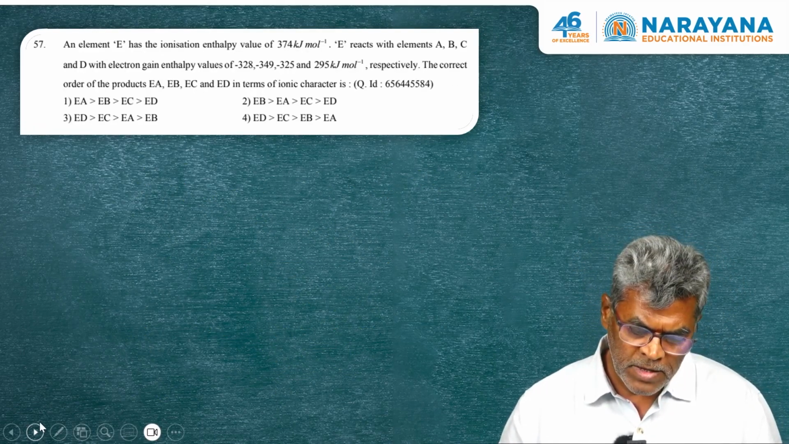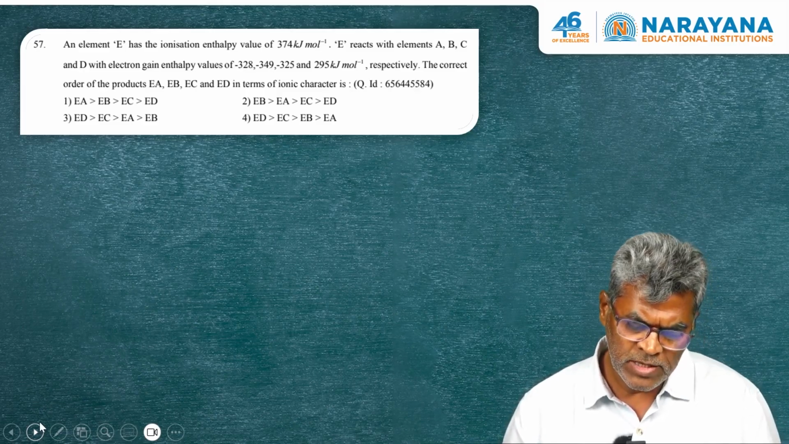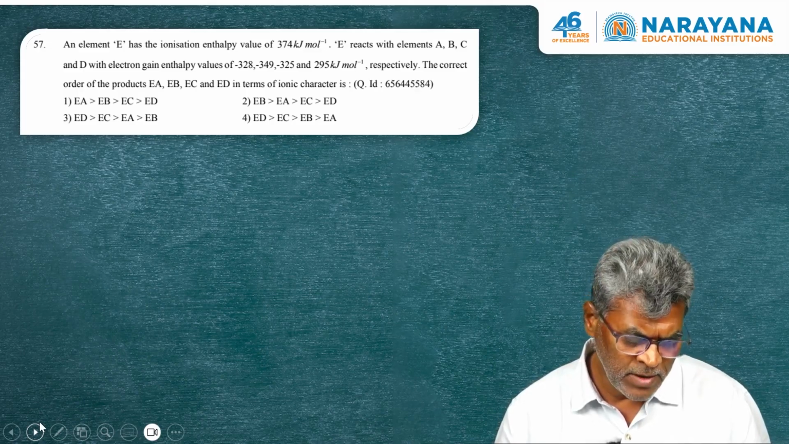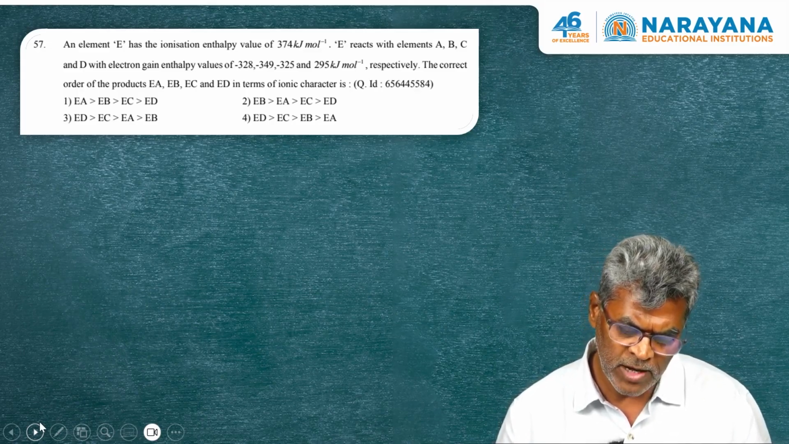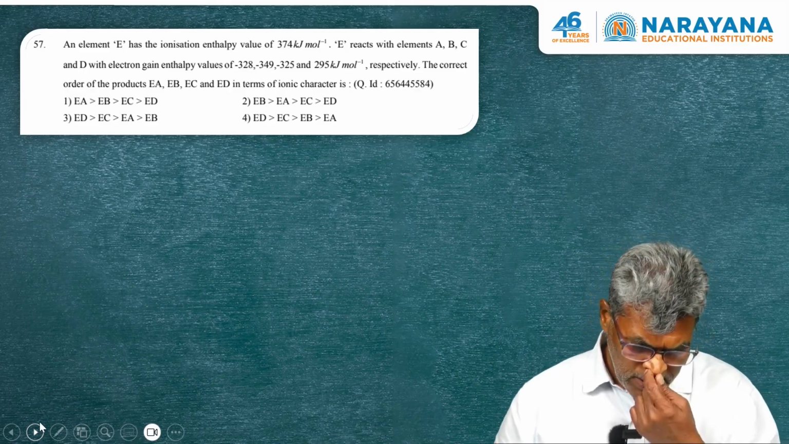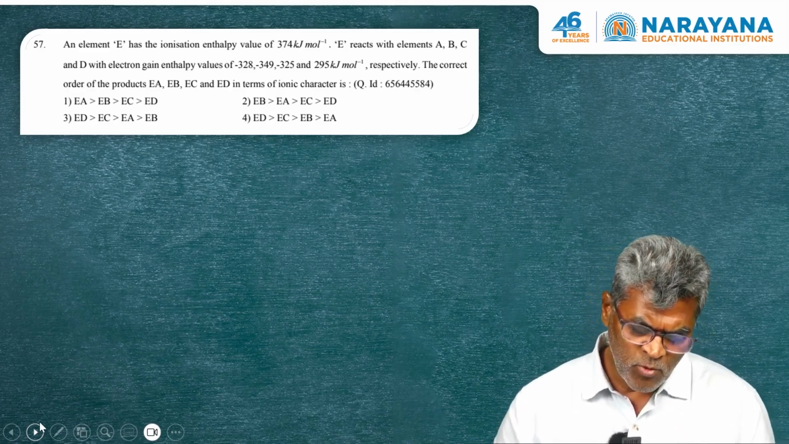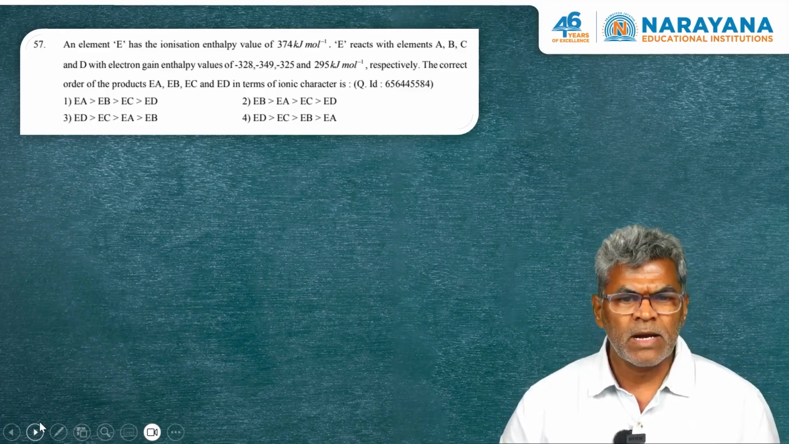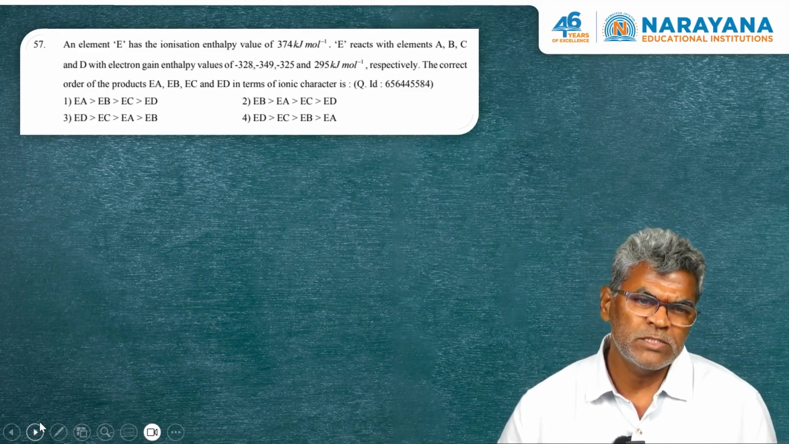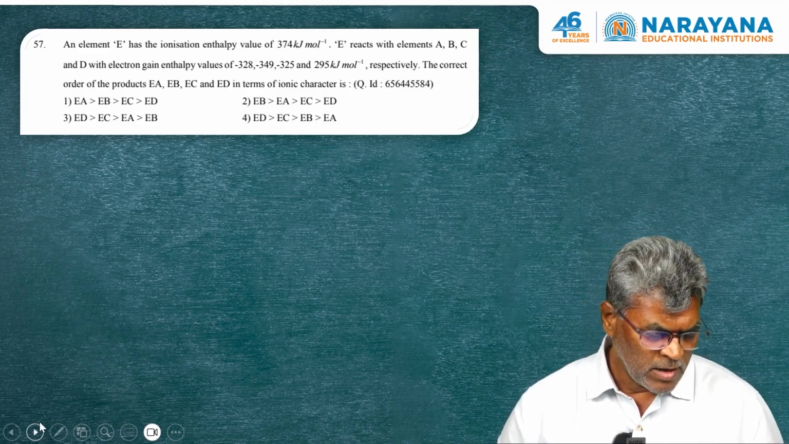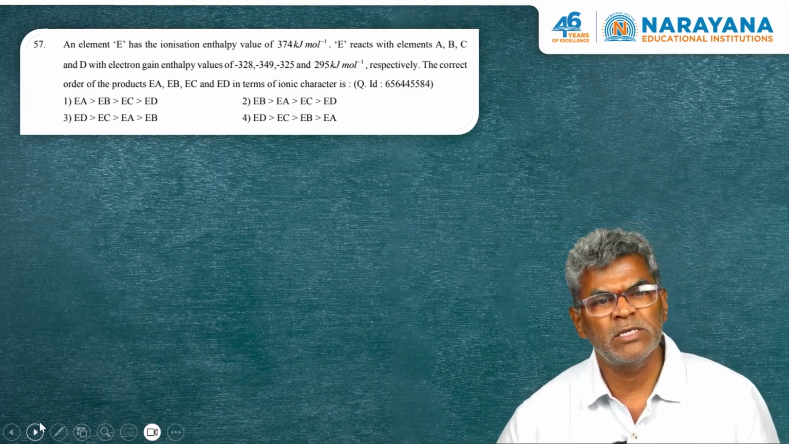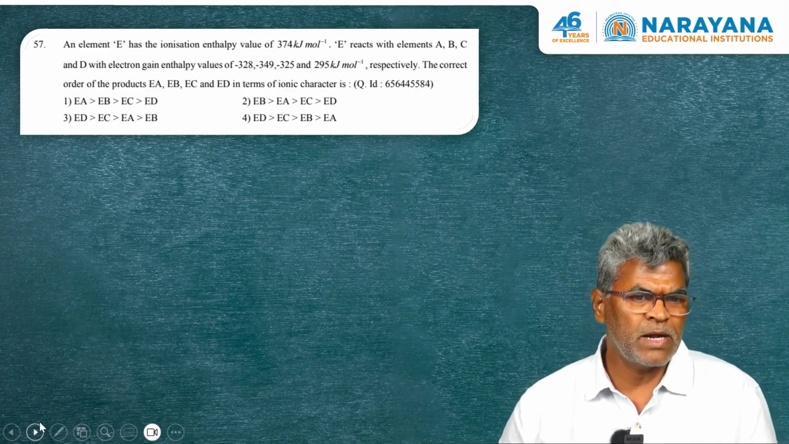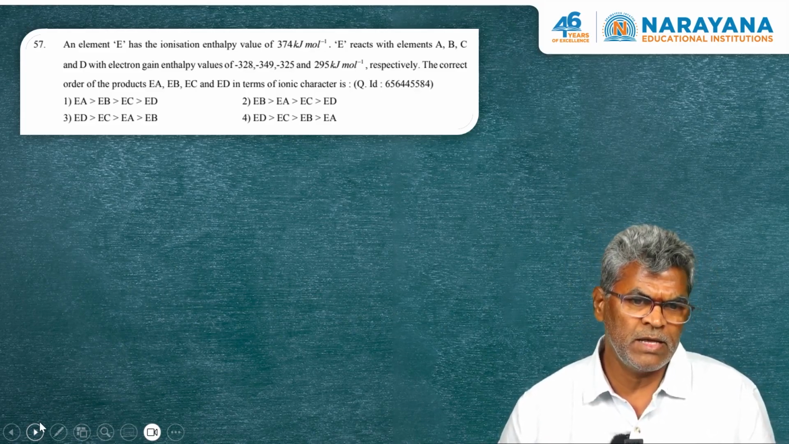Next, element E has the ionization enthalpy 374 kilojoules per mole. E reacts with elements A, B, C and D with electron gain enthalpy values. Here in this theoretical concept, what you need to understand is, as the difference between the ionization enthalpy and electron gain enthalpy increases, automatically the ionic character increases. Therefore, the option will be EB greater than EA greater than EC greater than ED.